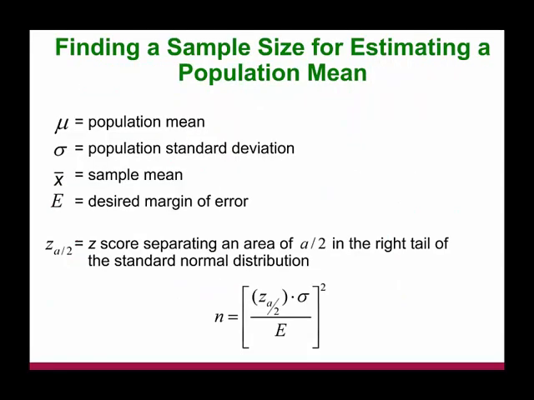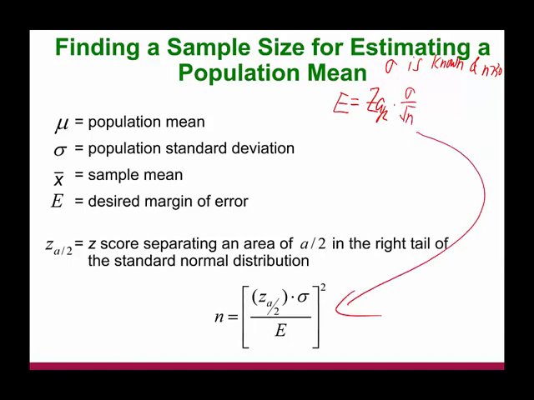Now, find the sample size for estimating the population mean mu. This comes from the margin of error formula with z alpha over 2 when sigma is known, and the sample size is greater than 30, we're using the critical z-score. And from this formula, we can come up with a sample size.